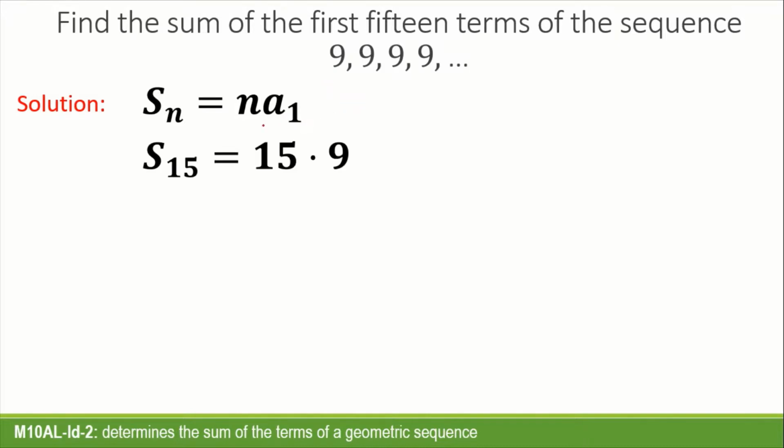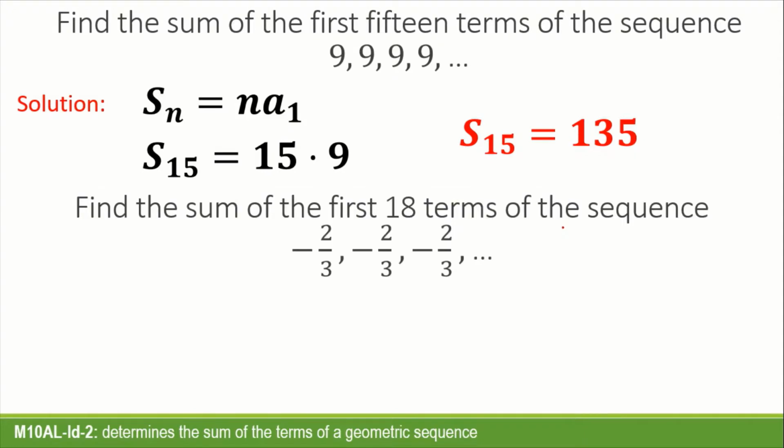So, applying the formula, we have sum of the first 15 terms is equal to 15 times 9. First number of terms times the first term. So, 15 times 9. Therefore, the sum of the first 15 terms of the sequence is 135.